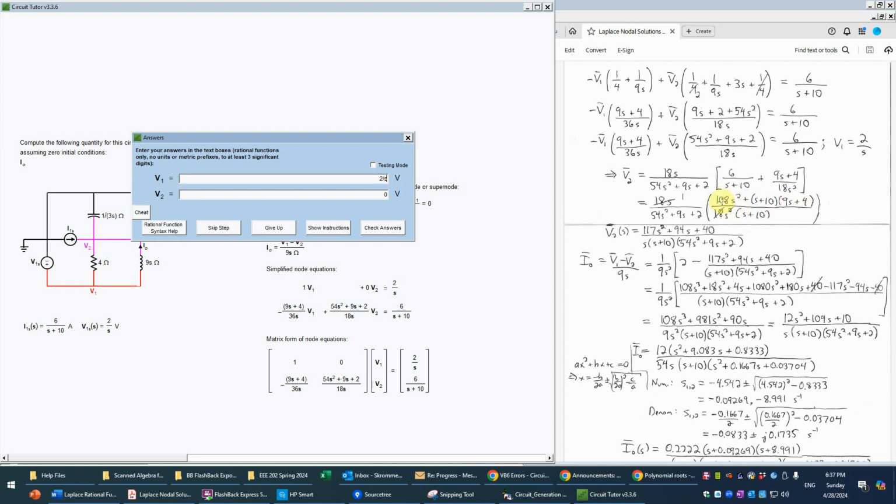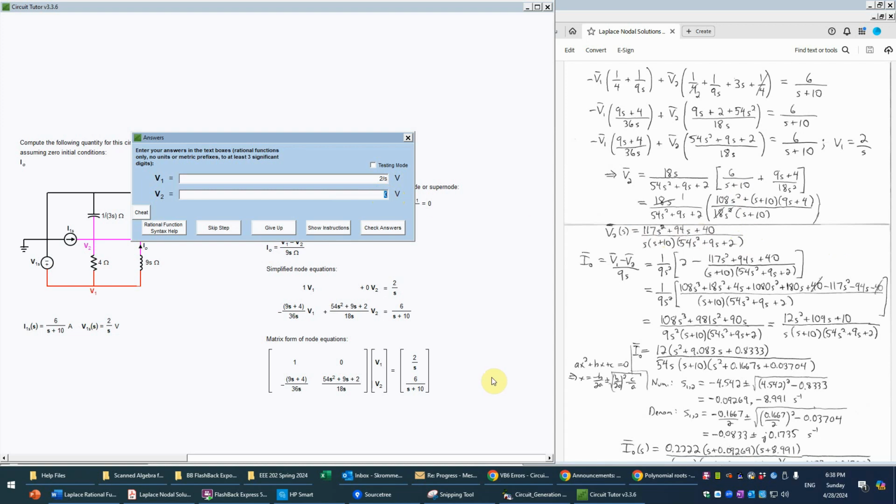And here, so we have 108s squared. Here, from s times 9s, that'll be 9s squared. So 108 plus 9 is 117s squared. Then cross multiplying here, we'll have 9s times 10 is 90s, and then another 4s from the other term gives us 94s. And then the product of the constants, the 10 times 4 is just 40. Then we have the common denominator here, which is the s times the s that's left, times the s plus 10 times the quadratic term here. Okay, so that's our simplified form, and now we can go ahead and enter that into Circuit Tutor.